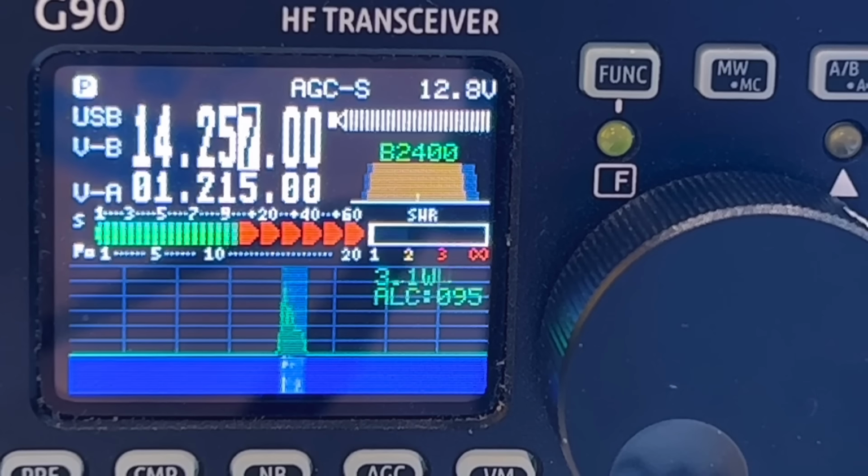VK4KA, this is SP stroke K4OGO. Good afternoon, good morning, Corey.